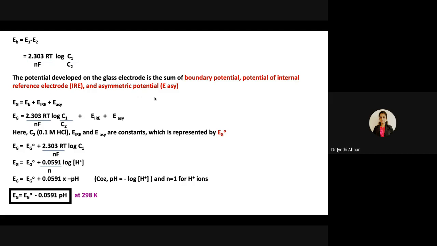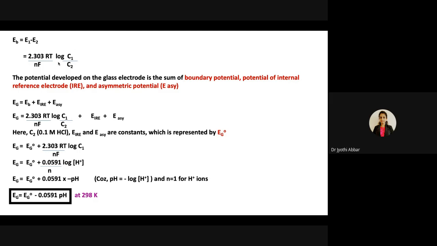What is asymmetric potential? When the H plus concentration outside the membrane and inside the membrane are the same, then a minute potential is supposed to be developed between them. Actually, theoretically, when concentrations are the same, if I cancel both of these, log of 1 becomes 0, right? So the entire potential has to become 0. There should not be any potential developed.